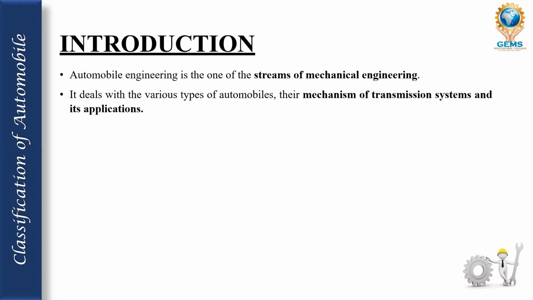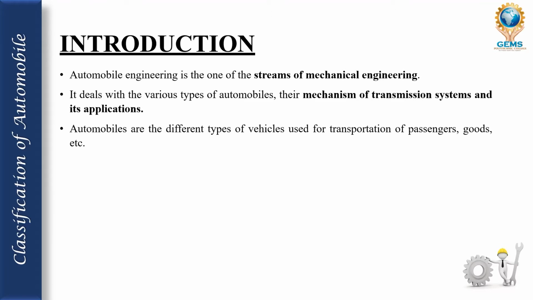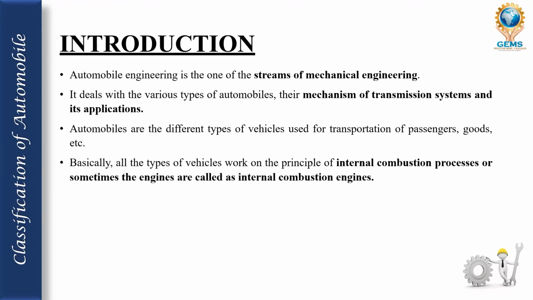Like that, from top to bottom, there are so many transmission systems in an automobile, like gearbox, clutch, electrical, microprocessor. So here it is a mechanism of transmission system and its applications. There are different types of automobiles which are used to move from one place to another, or transport goods from one place to another through the vehicle. So this is also the introduction of automobile.